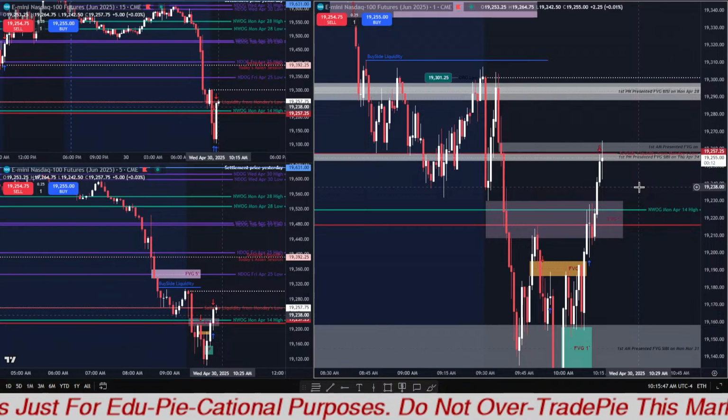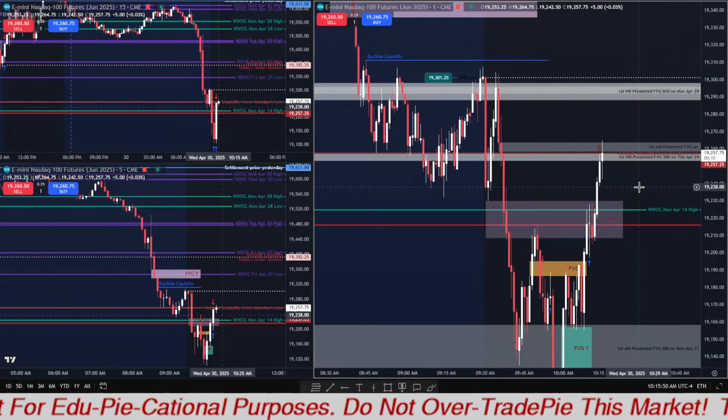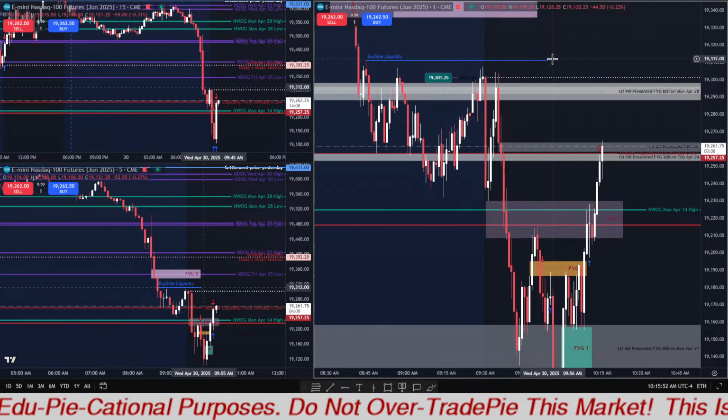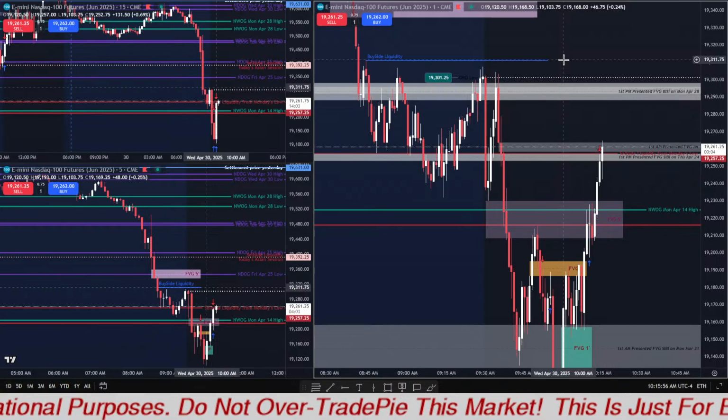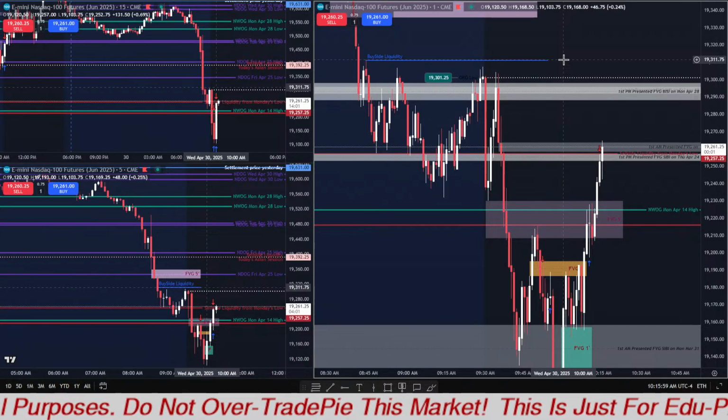I'm now just sitting here and watching the price to see how it delivers to this price or liquidity over here, because this is the target and the magnet for the price run.